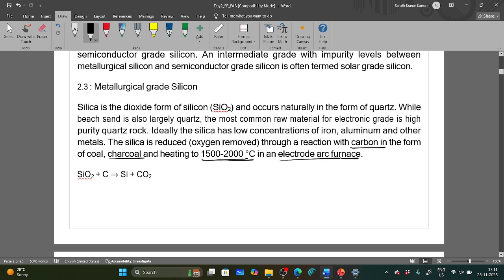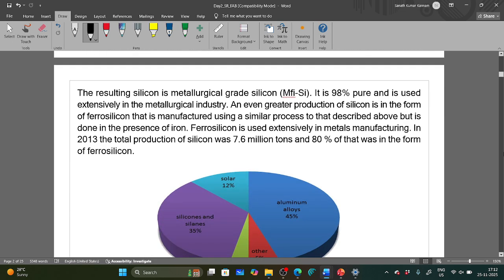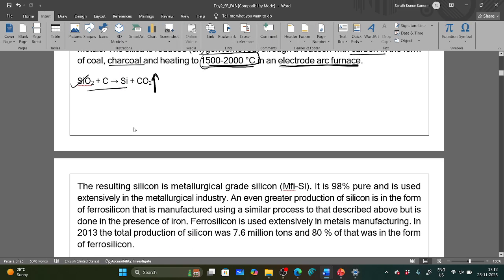You heat this in the electric furnace. Silicon dioxide reacts with carbon, and you get silicon plus carbon dioxide, which is a gas and will be liberated. Heating at 1500 to 2000 degrees Celsius, you get silicon plus carbon dioxide. The resulting silicon is what we call metallurgical graded silicon.